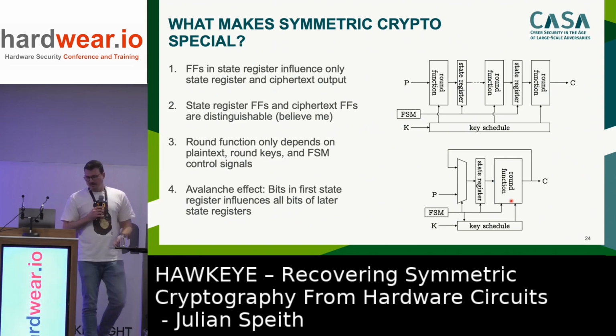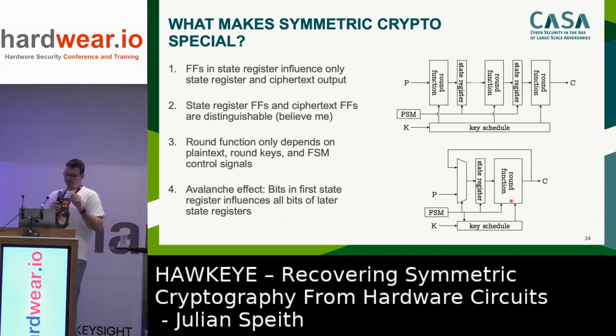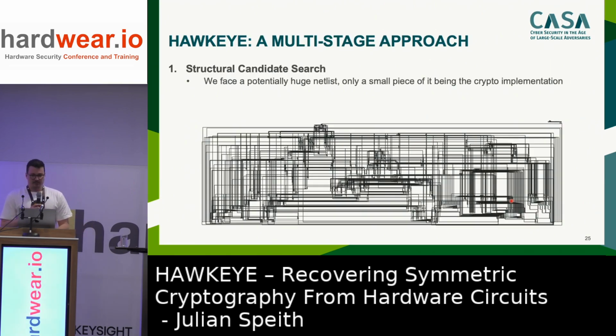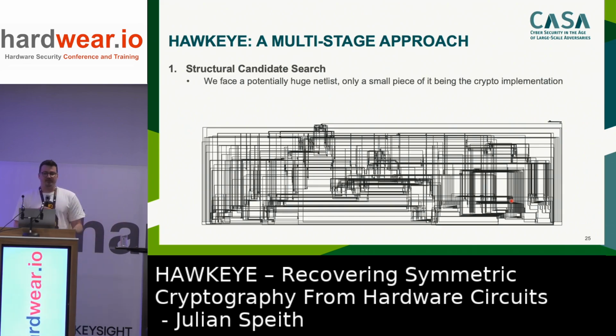And this basically translates to this avalanche effect, meaning that if you look at one flip-flop in the first state register, after a couple of rounds, it will be connected to all other flip-flops of another state register. So from one flip-flop, you can reach all the flip-flops in this state register. And together, we can use all these 4 properties for structural candidate search.